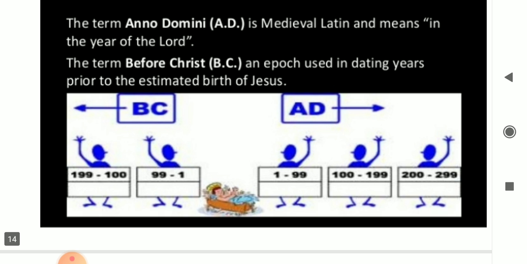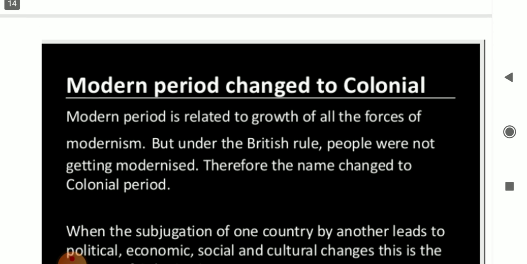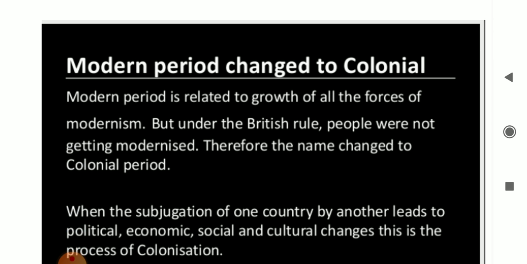So here is the picture. You can see in the middle the birth of Jesus Christ. Before the birth of Jesus Christ, it is BC, and after the birth of Jesus Christ, it is called AD. So that is how historians use the notation of terms like AD and BC. And from the next slide, let us see modern period change to colonial.